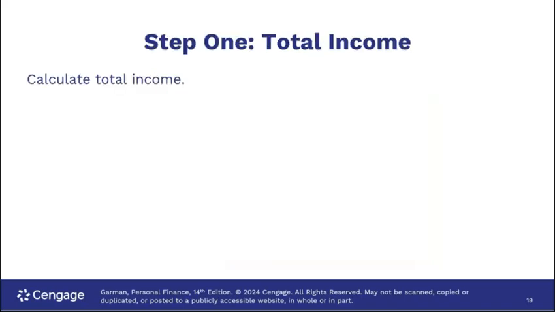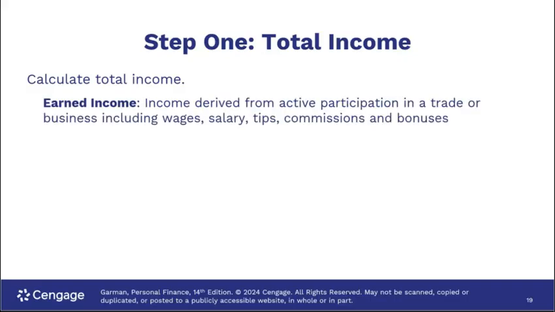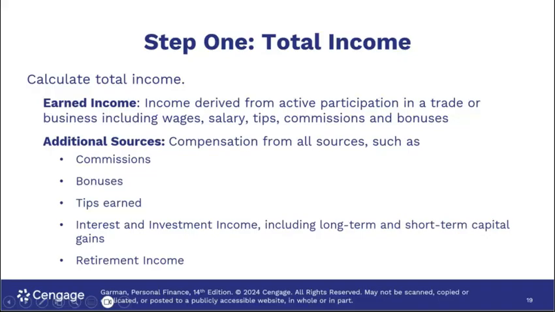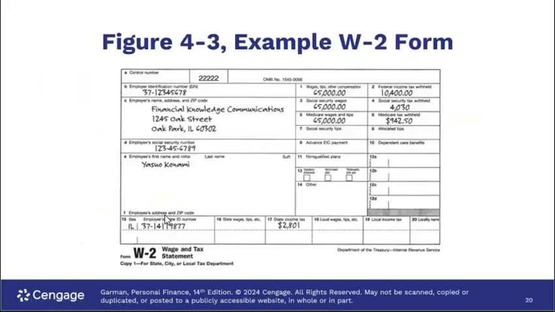So, going back through the steps, step 1: earned income, income derived from active participation in any work that you do: wages, salary, tips, commissions, and bonuses. They're all mentioned above. So next we have a W-2 form. Most of you probably received one or more of these during your lifetime.